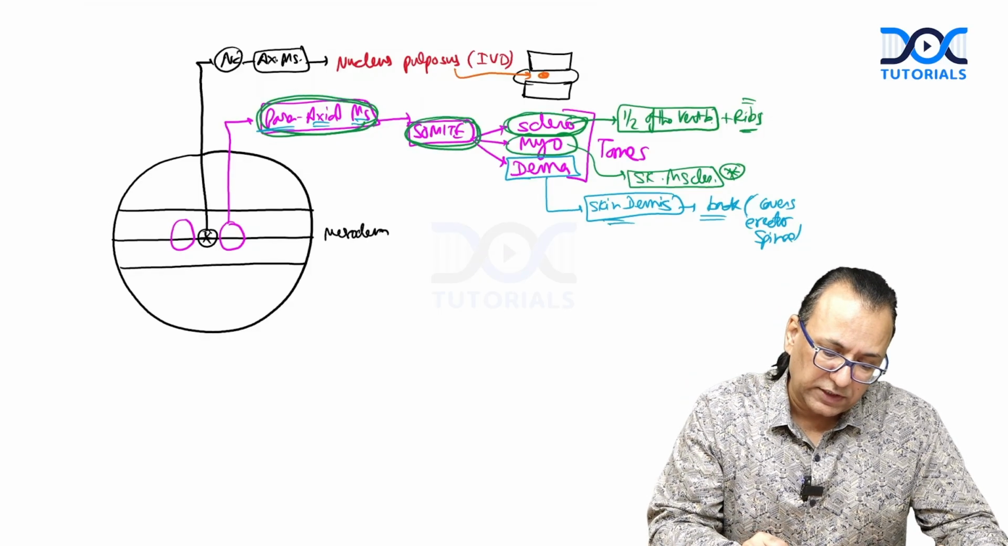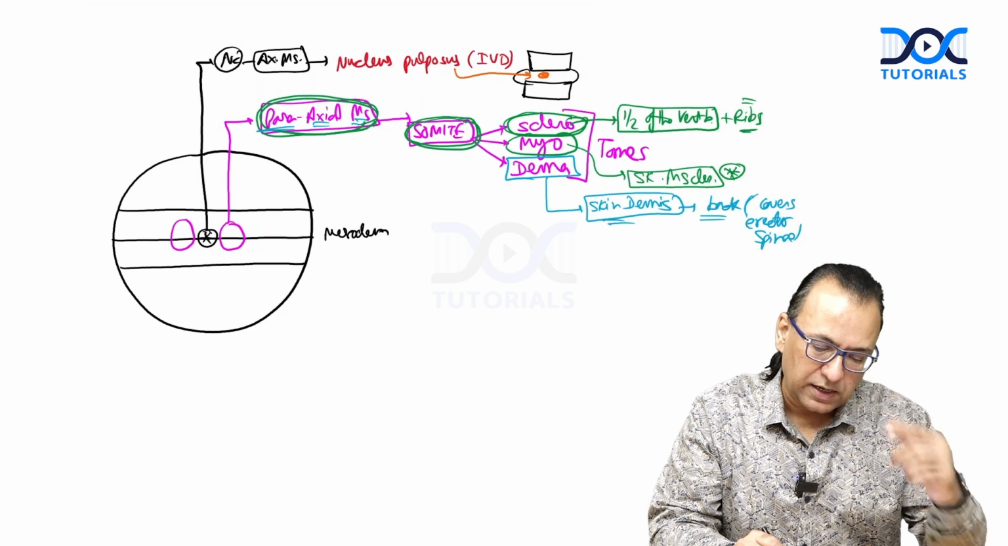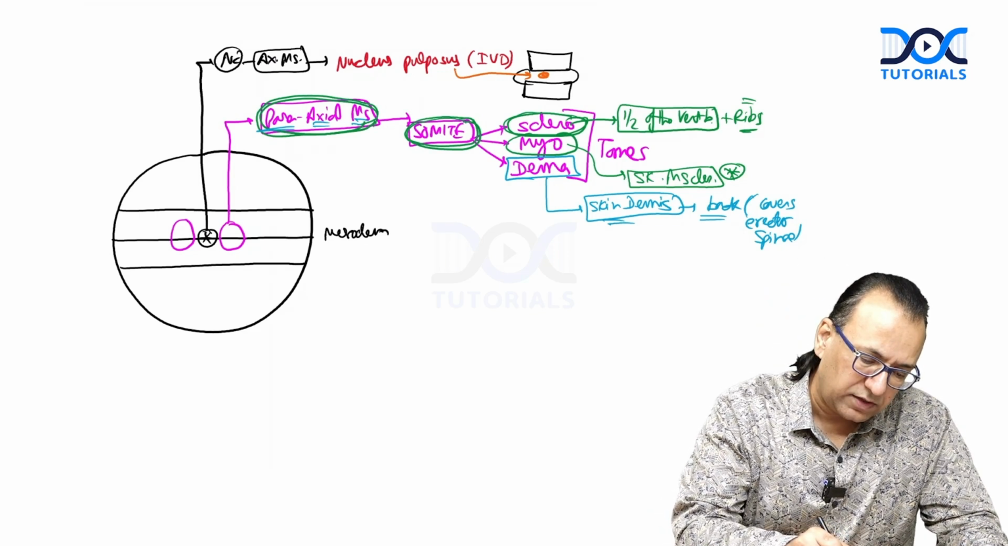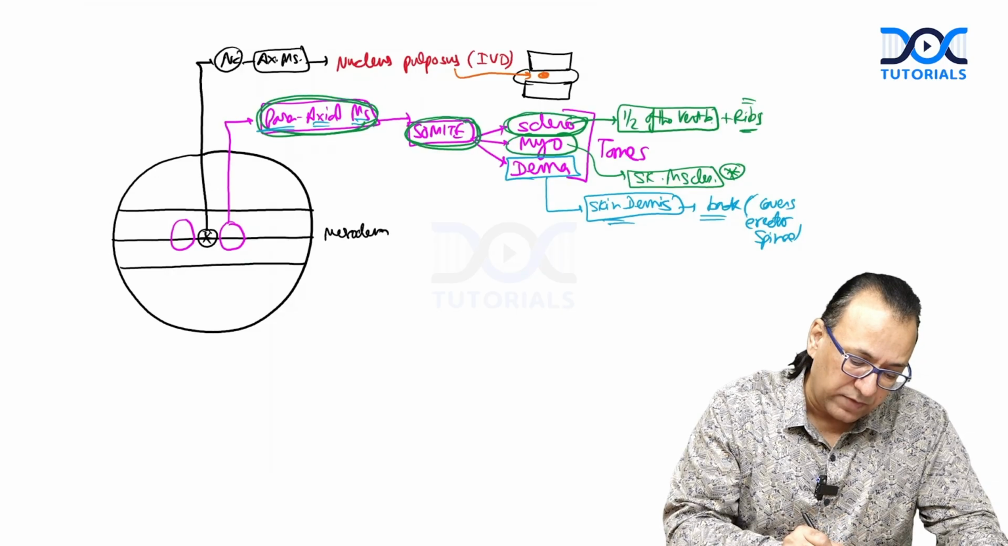Now we will be focusing upon these tomes in a separate diagram, but let us come back to this region, and we have learned that we are going to have one intermediate mesoderm also.